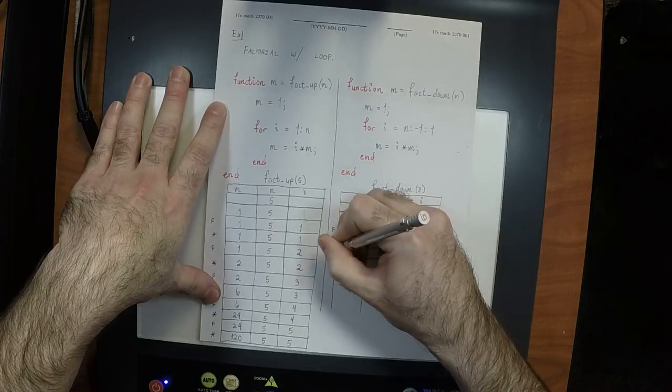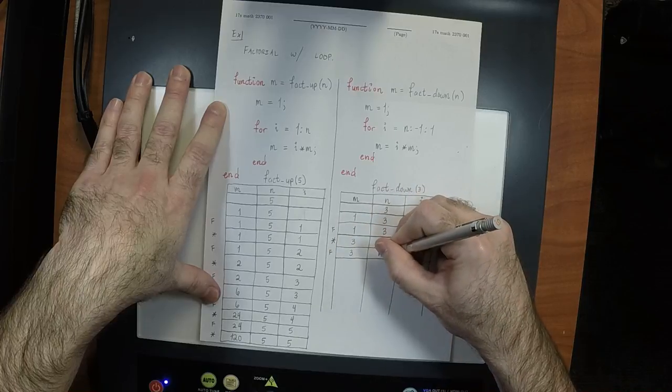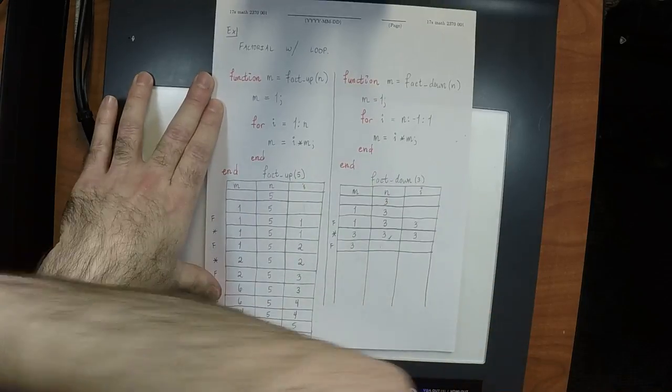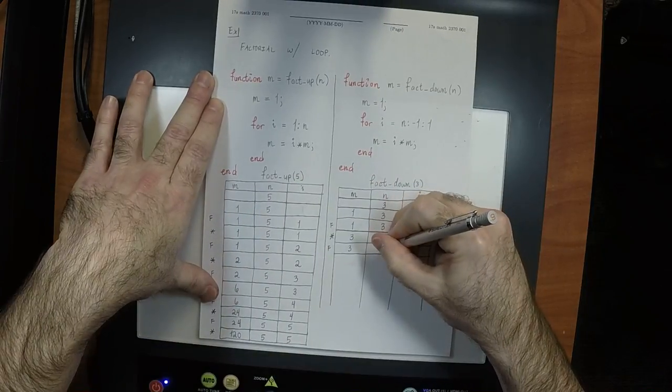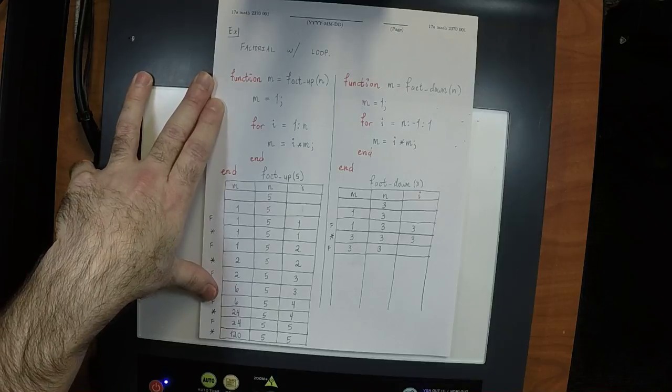Then you jump back to the top of the loop. M is unchanged as a result of jumping to the top. N is unchanged as a result of jumping to the top. And MATLAB says, okay, I'll give you the next value of I. What is the next value of I? 2.